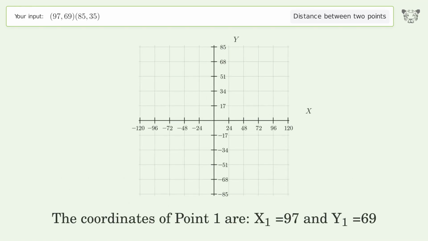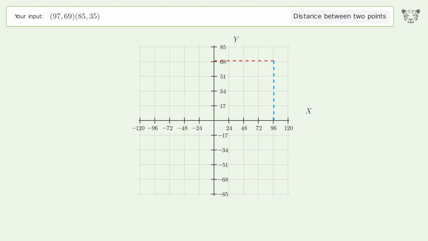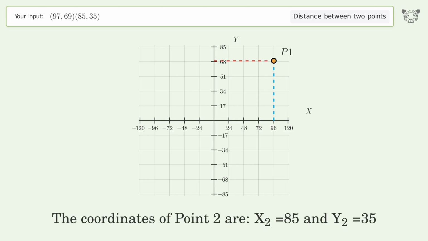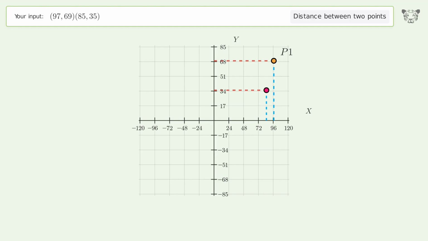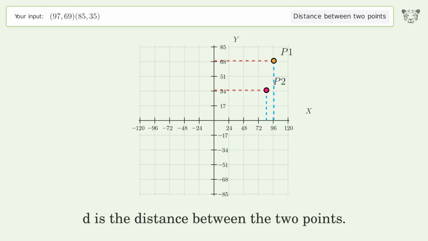The coordinates of point 1 are, x1 equals 97 and y1 equals 69. The coordinates of point 2 are, x2 equals 85 and y2 equals 35. D is the distance between the 2 points.